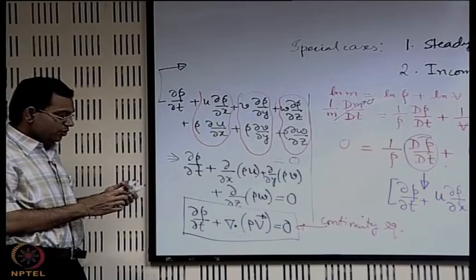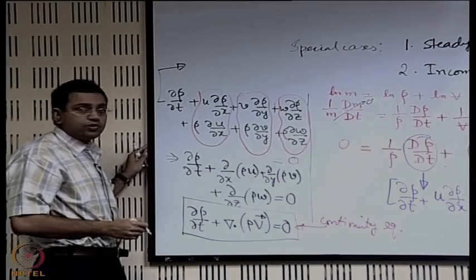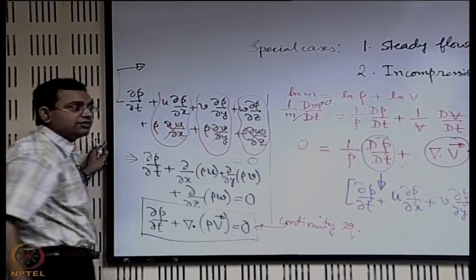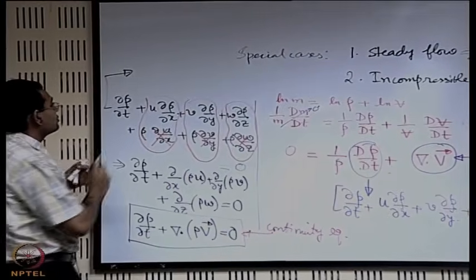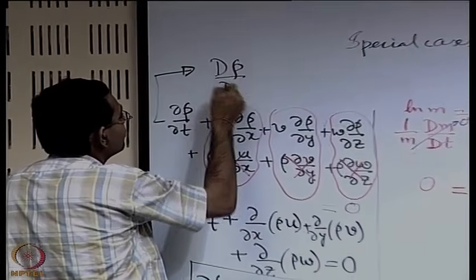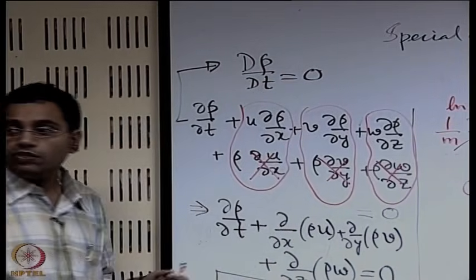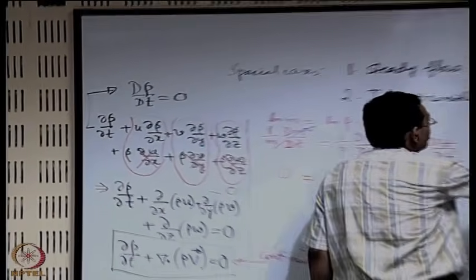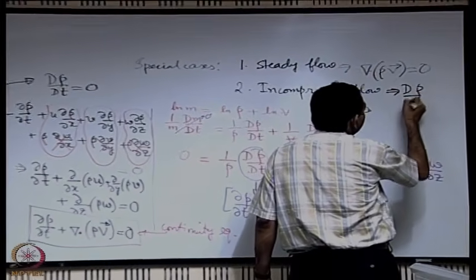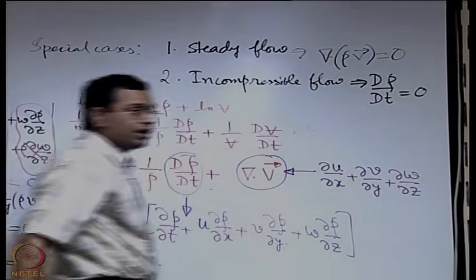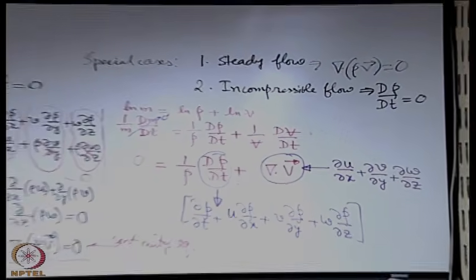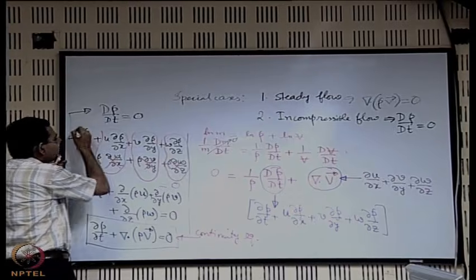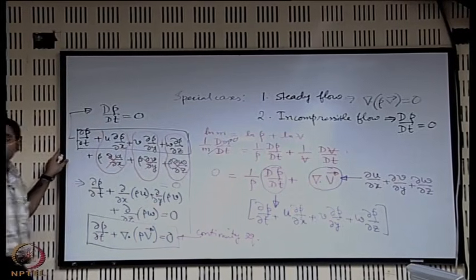So when you have an incompressible flow, which terms will go away? These terms will go away because the divergence of the velocity vector is 0. So what are you left with? The total derivative of density with respect to time is 0. So incompressible flow means capital D rho by D t equal to 0. A very interesting thing: it does not mean that rho is a constant, because rho might be a function of position and time in such a way that this collection of terms eventually gives rise to 0.